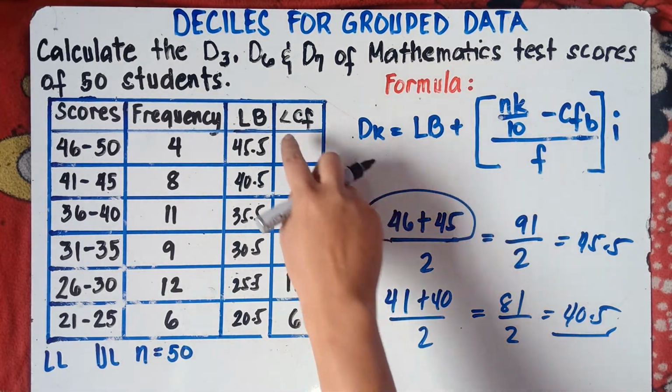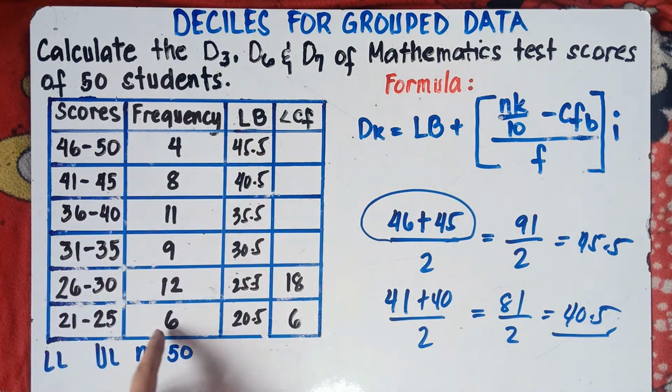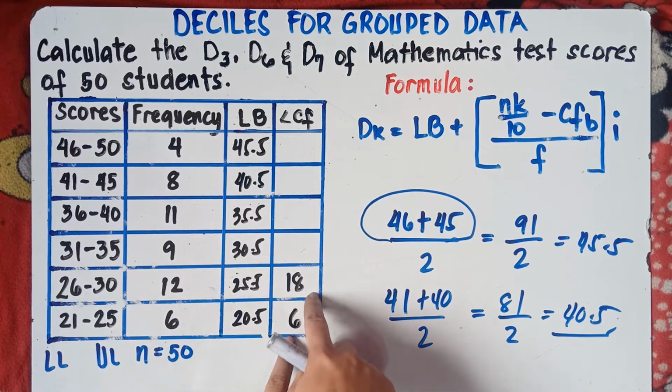Once again, to get less than cumulative frequency, you start at the lowest score. Our lowest score is 21 to 25. Simply copy the frequency of the lowest score, 6. Then you add 12, diagonally. 6 plus 12, that is 18.